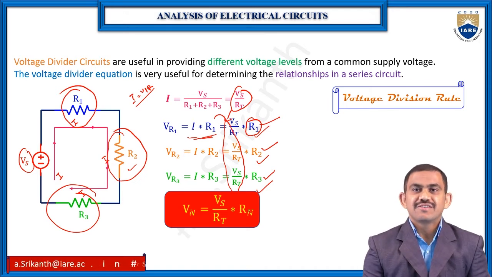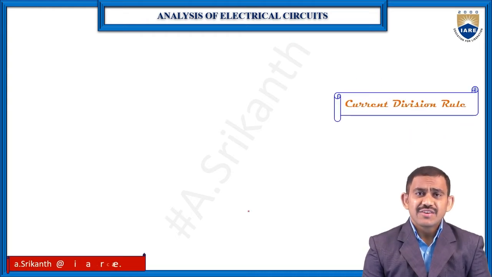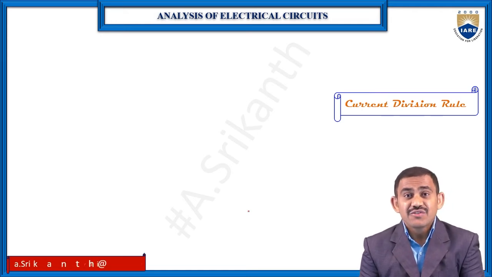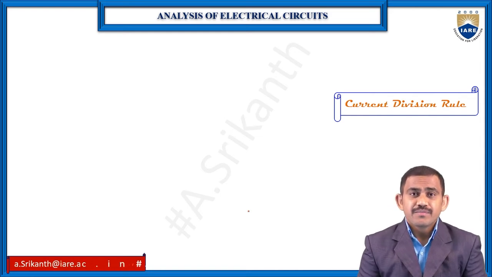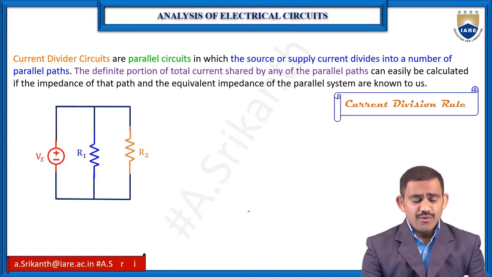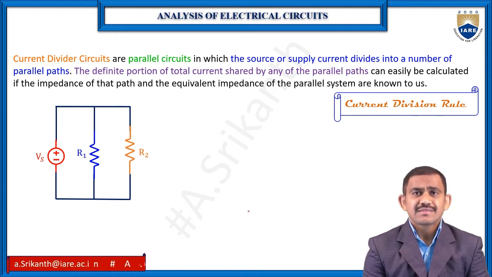Now we are moving to the current division rule. Why do I require the current division rule? Any parallel circuit where you have parallel paths, I need to find out the current in each parallel path. Then this rule will be helpful. For this also we have a direct formula. So here I have one parallel circuit: a voltage source and 2 resistors in parallel. 2 or 3, no problem. Here we have 2 resistors.